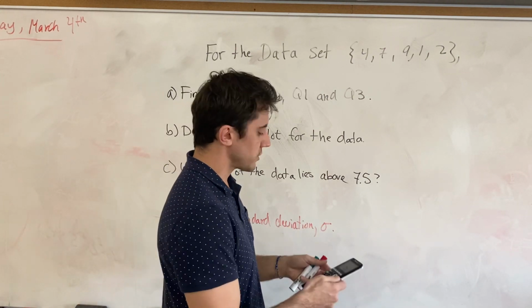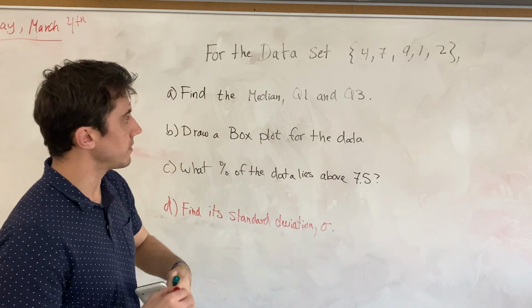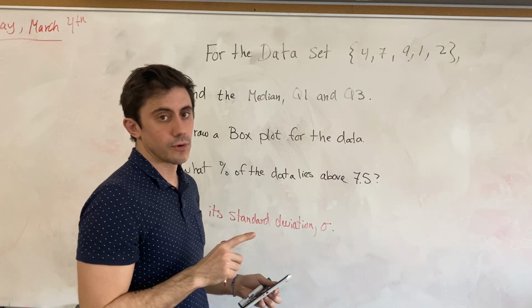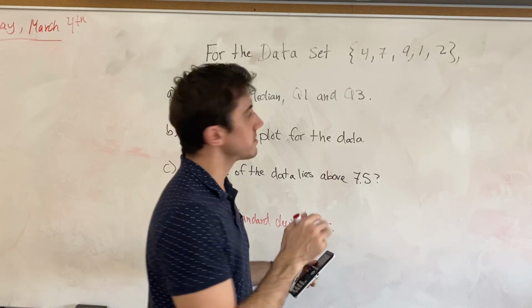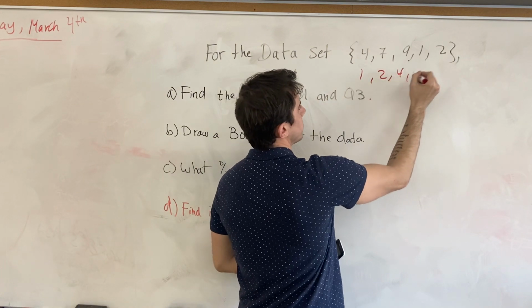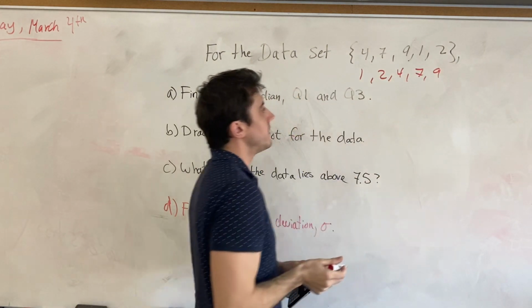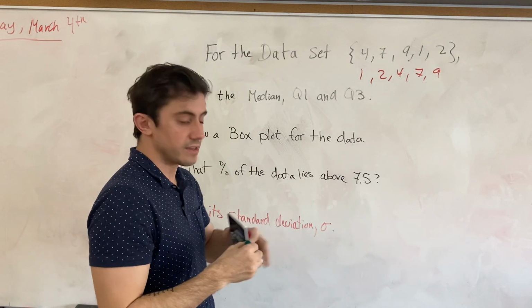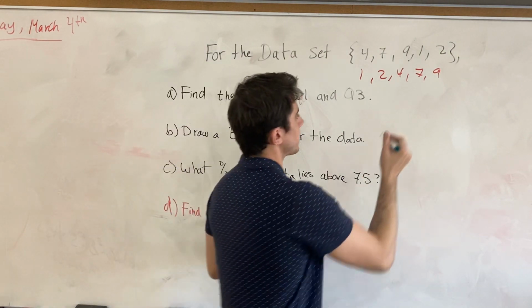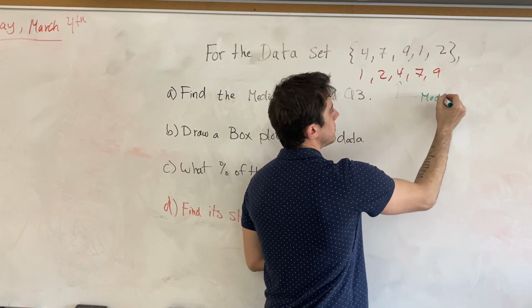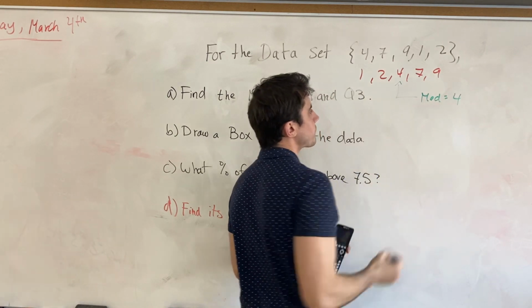Okay. So first things first, if we want the median and the lower and upper quartiles, let's write our data points in order from least to greatest. So that'll be 1, 2, 4, 7, and 9. Now, this is an odd number of data points, so we can get the median right away as the center data point, the central data point. So our median is 4.